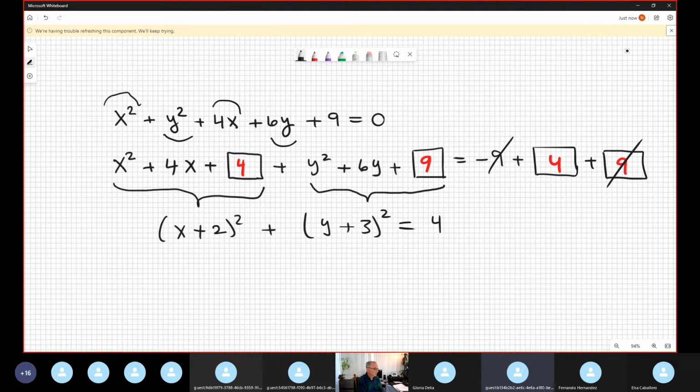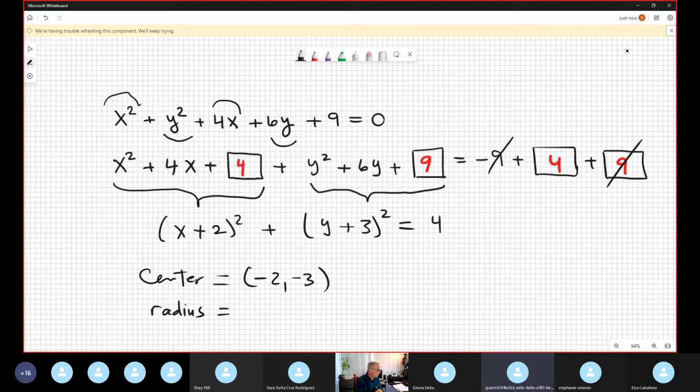Now, who helped me with the center and who helped me with the radius? What is the center? The point is (-2, -3). Excellent. Be careful, because I am a bad guy, remember. Intentionally in the test, I put confusing signs.